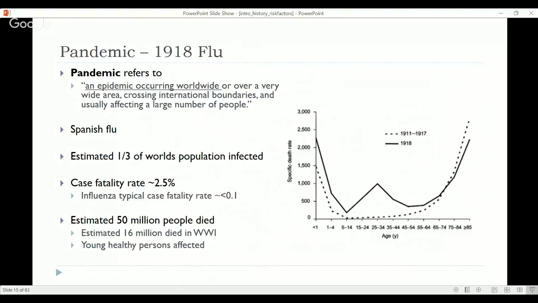And to put this into perspective, it was estimated that 50 million people died from the 1918 Spanish flu. You could compare this to the number of people that died during World War I, which was 16 million.